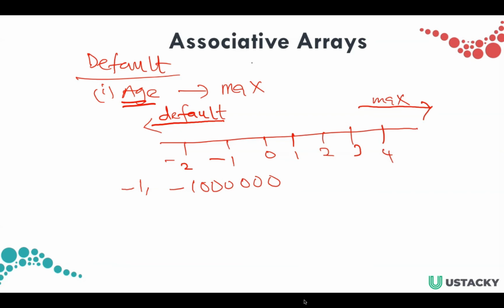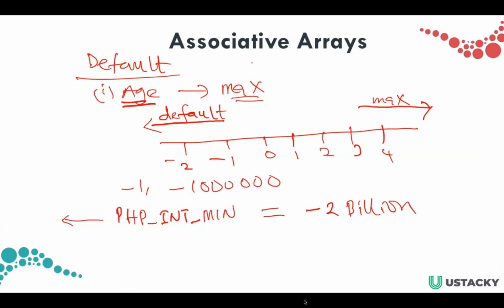It is written as PHP_INT_MIN. This is the lowest integer you can have in PHP, and the value is something like -2 billion. So we can simply represent our default age, in a question wherein we are finding the maximum, by a number that is extremely low.